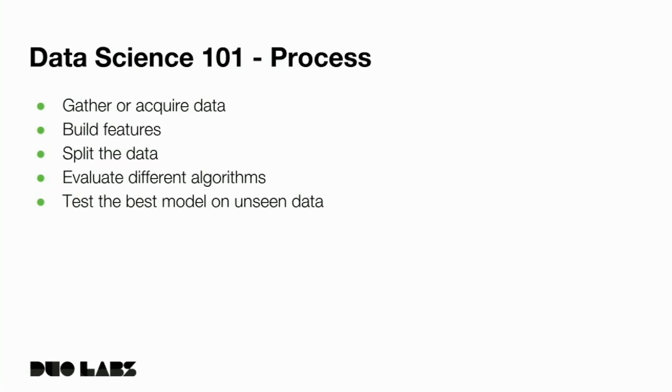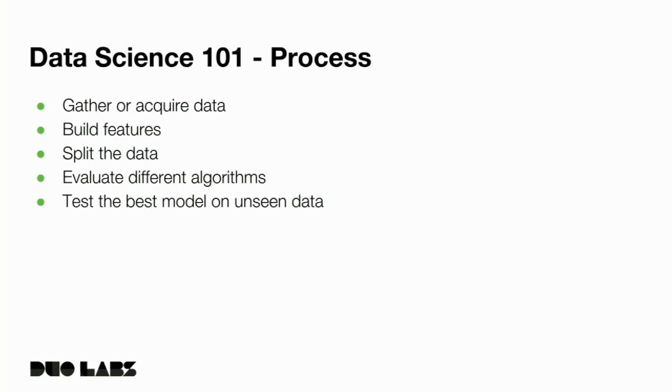So the first step usually in any data science project is to gather or acquire the data. Jordan led that part, and I consider that the pretty difficult part of the entire process. Then you want to build features. So like we talked about earlier, the identifying characteristics of those bots are going to be translated into our features that we're going to feed into our algorithm.